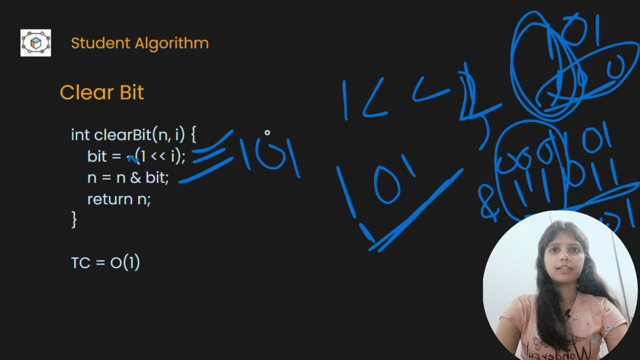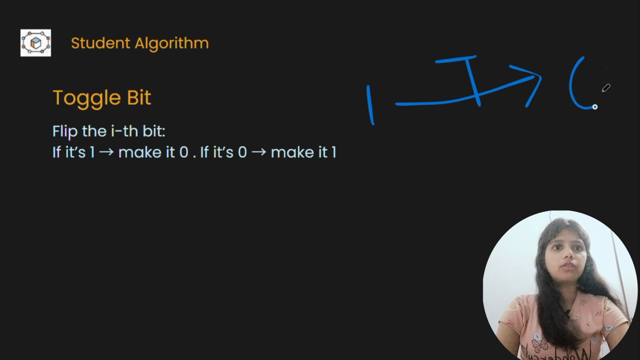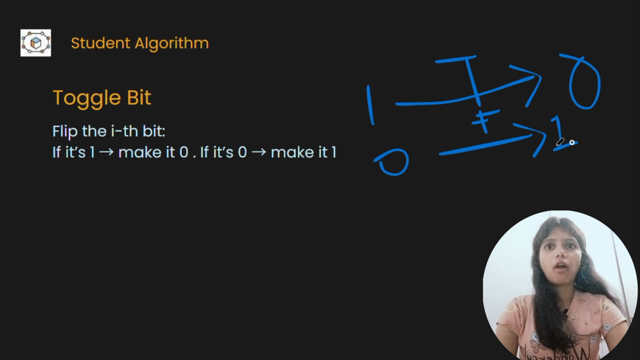Alright, now toggling the bit. Toggling the bit is very easy. We need to analyze what operator we will be using to toggle this bit. For suppose we have 1, and then we are making toggle, and we are converting it to 0. We have 0, we are making it toggle, and we are converting it into 1, right? So this is nothing but toggling the bit. We need to flip, if you have 1, we need to make it 0, if you have 0, we need to make it 1. This is nothing but toggling the bit.